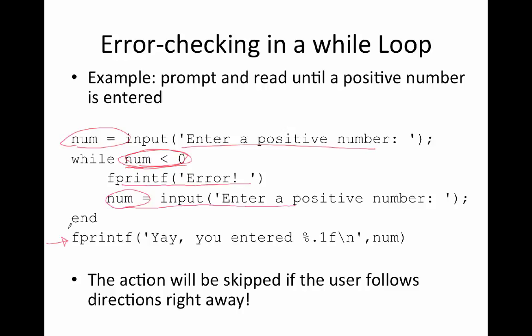So of course, if the user types in a positive number up here the very first time we prompt for a positive number, then the condition will be false right away. We won't execute the loop at all, and we'll just print, yay, you entered, and the value that the user entered. So this is again an example in which we want to actually skip the action of the while loop. We want the user to type in a positive number the first time, and if the user does that, we'll just echo print.